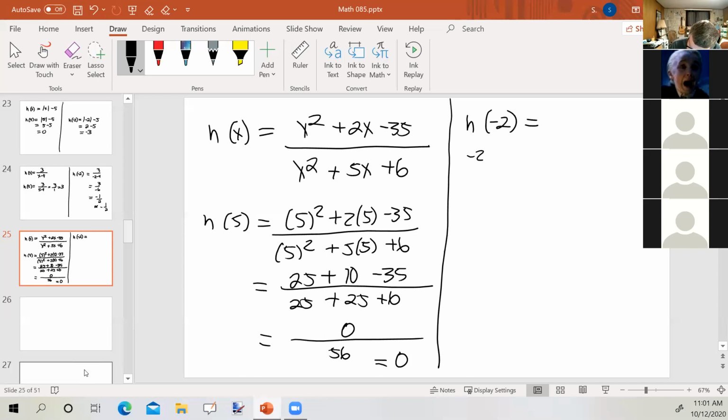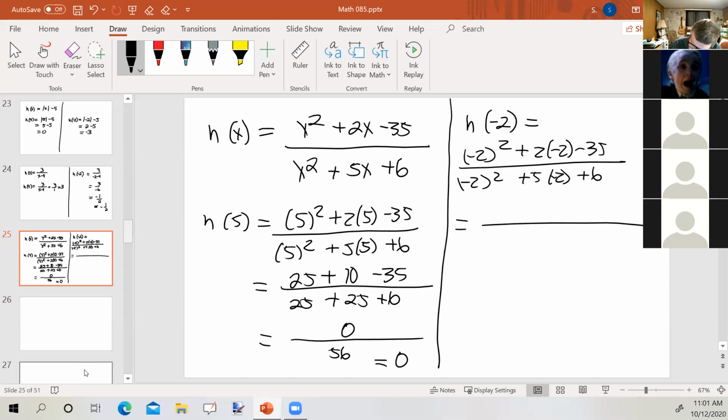So that's going to be -2 the quantity squared plus 2 times -2 minus 35 over -2 the quantity squared plus 5 times -2 plus 6. -2 the quantity squared is 4, plus -4 is -4, minus 35, over 4 minus 10 plus 6, which is -35 over 0, which is undefined. There you go.